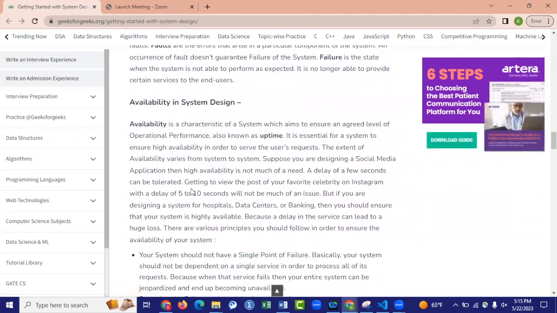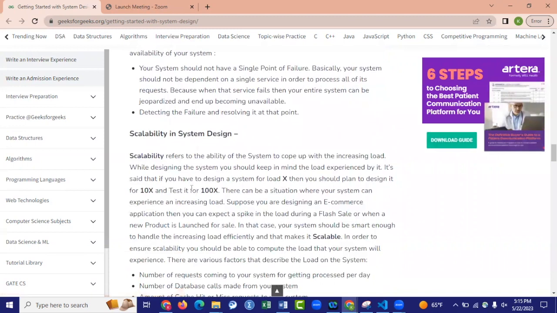And the second is checking the availability of the system design. It is a characteristic of a system which ensures that agreed level of operational performance, also known as uptime, and it is essential for a system to ensure high availability in order to serve the users' requests if there are a large number of requests that have been made. So suppose you are designing a social media application, then high availability is not much of a need. A delay of a few seconds can be tolerated.